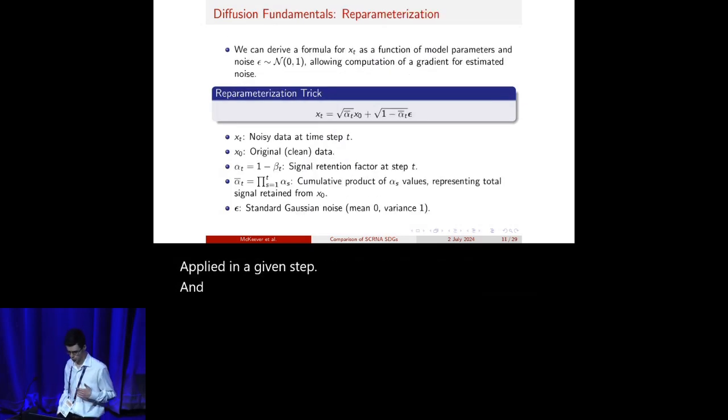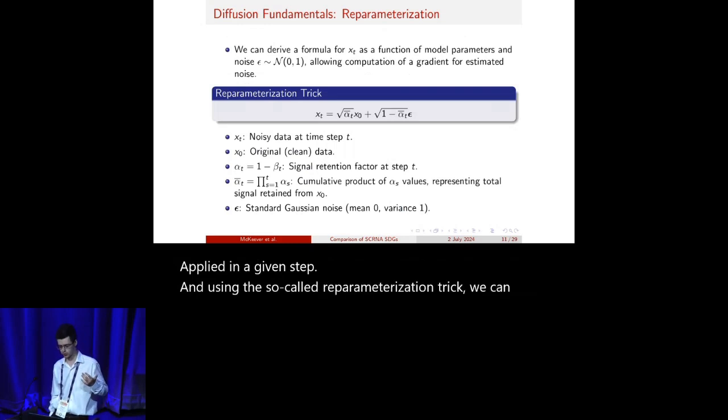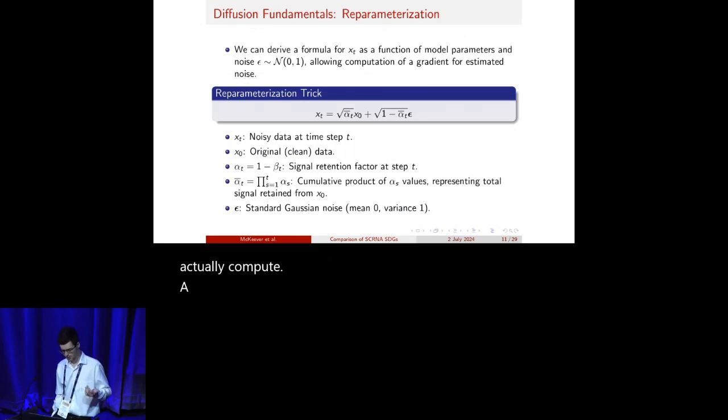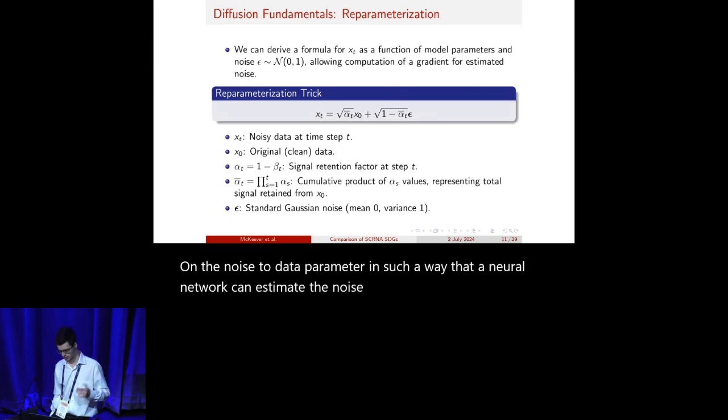And using the so-called reparameterization trick, we can actually compute a gradient on the noised data parameter in such a way that a neural network can estimate the noise applied to a given sample.